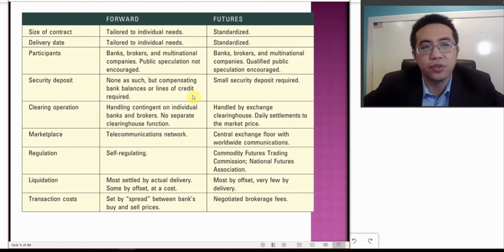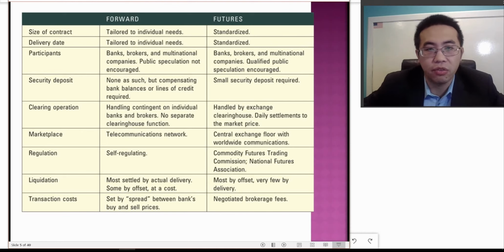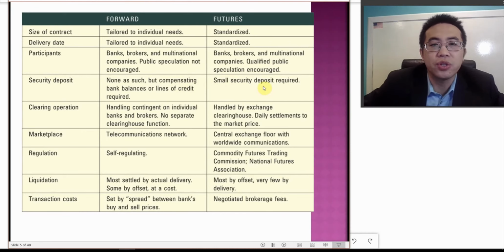And for forward, there's no deposit required. You just sign a contract and make the payment in the future, and that's it. But for futures, you do have to put a certain deposit up front. The deposit could be 3 to 12% of your trading volume based on the definition of the Chicago Mercantile Exchange.